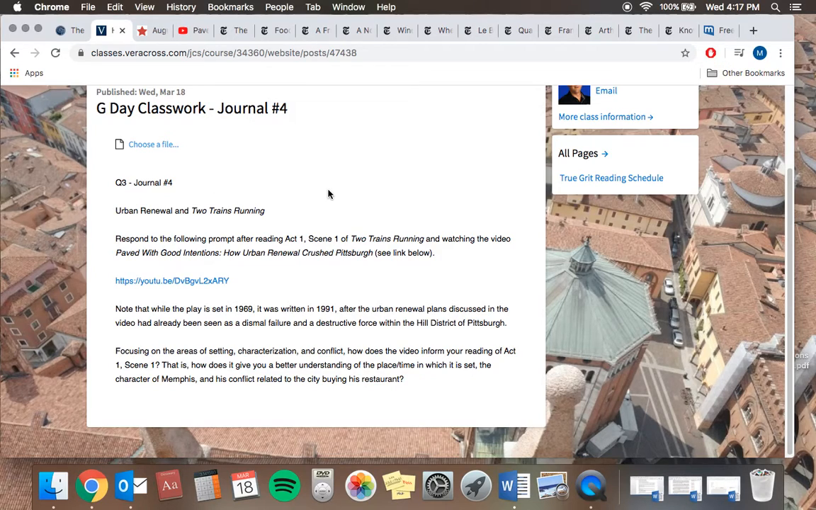For next week, journals are going to be due on Monday. I'm also going to ask that you read Act 1, Scene 2. And then I'm going to be giving you something that's going to relate to that, as well as a little bit more background about August Wilson specifically.